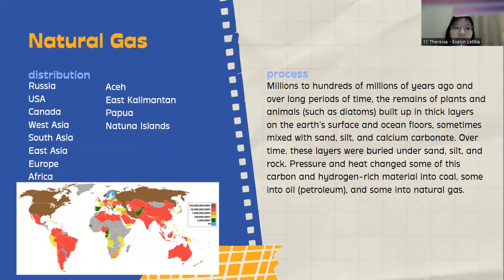In the distribution in the world, there's Russia, USA, Canada, West Asia, South Asia, East Asia, Europe, and Africa, while in Indonesia there's Aceh, East Kalimantan, Papua, and also Natuna Island. The process itself is almost the same as petroleum, and they undergo pressure and heat, so they can change into petroleum and some other natural gases.